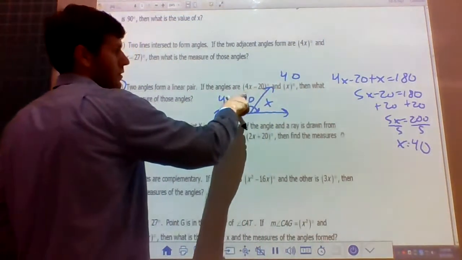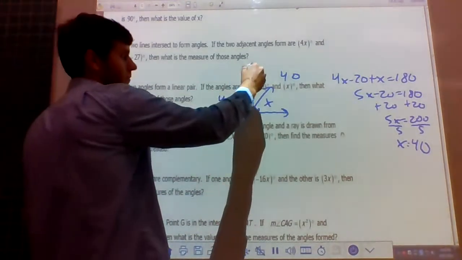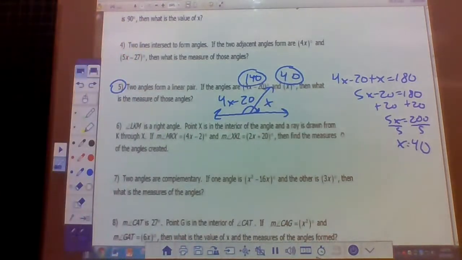So 40 and 4 times, that's 160, that's 140. This is why you should use the calculator and check your answers. Okay. Number 6.